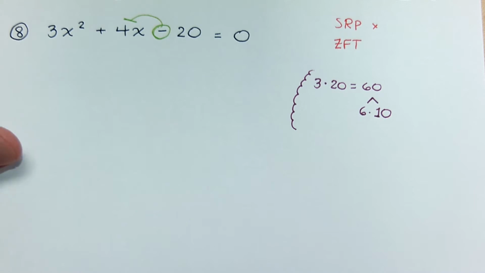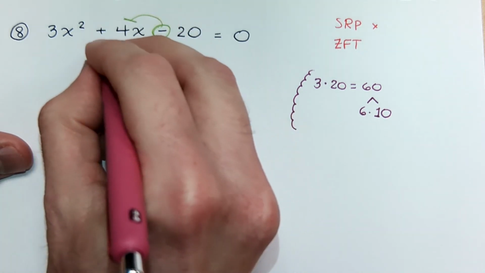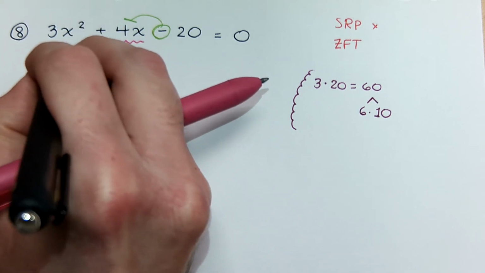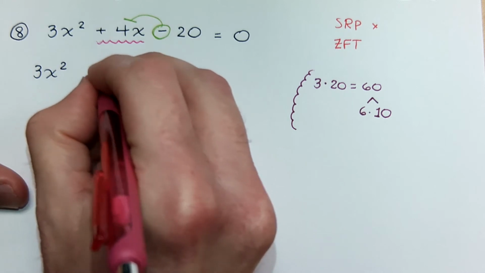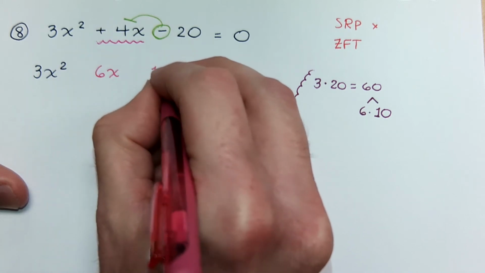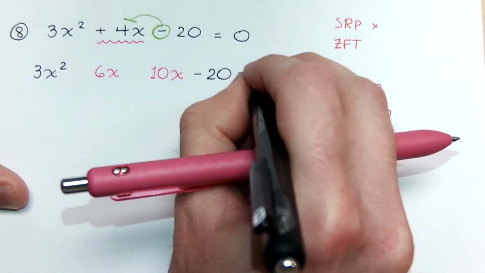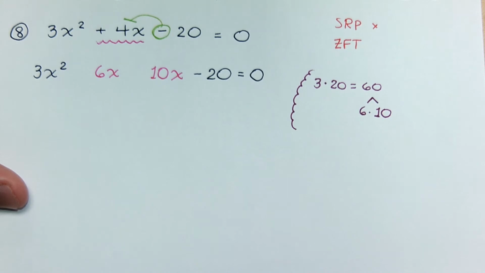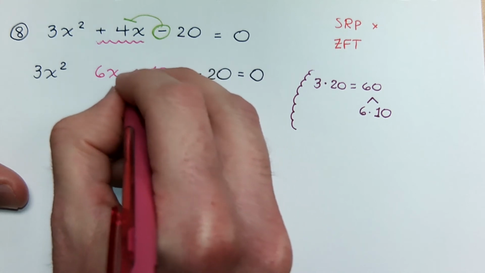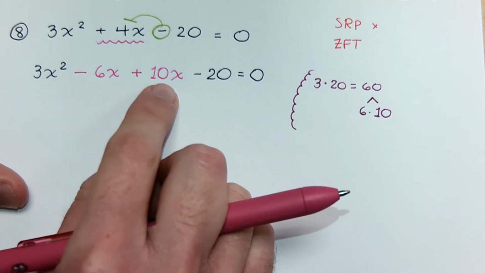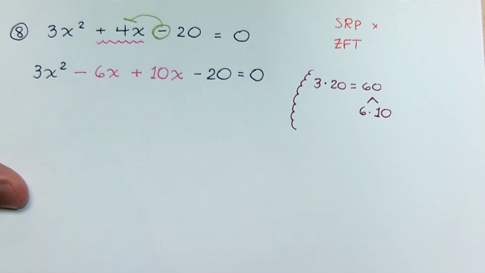Now that I know it's 6 and 10, I'm going to rewrite this middle piece right here using the 6 and the 10 and paying attention to my signs. So I have 3x squared, 6x, 10x, minus 20 is equal to 0. Now get the right signs here. In order to get a positive 4, the larger of these guys has to be positive. That means this guy's going to be a negative. Now it doesn't matter if I do negative 6x plus 10x or if I swap and do positive 10x minus 6x. Once you do factoring by grouping, it's all going to be the same.